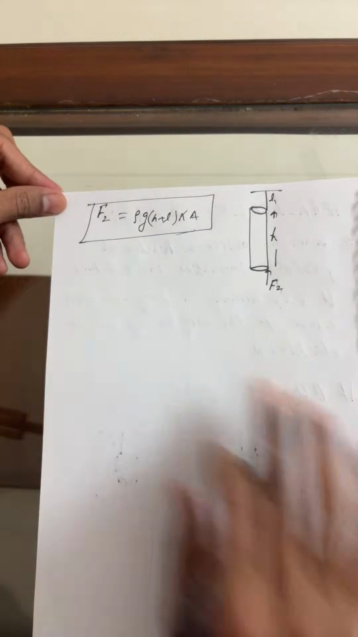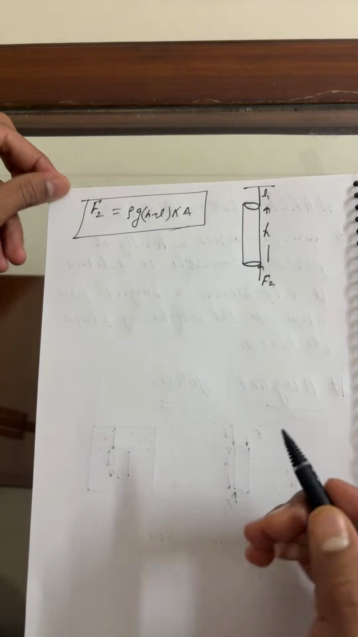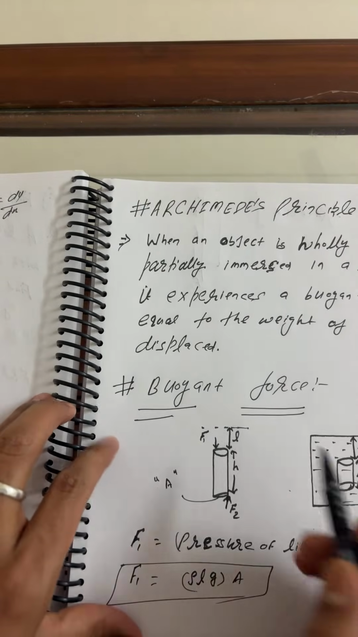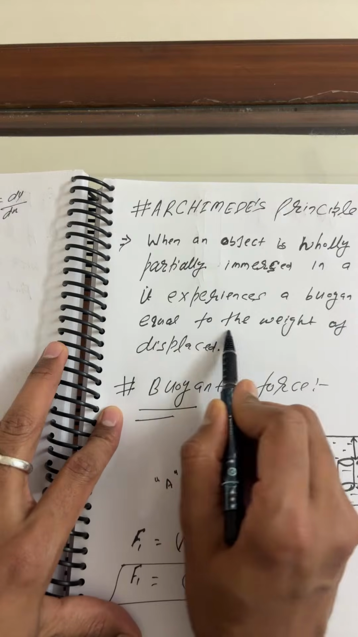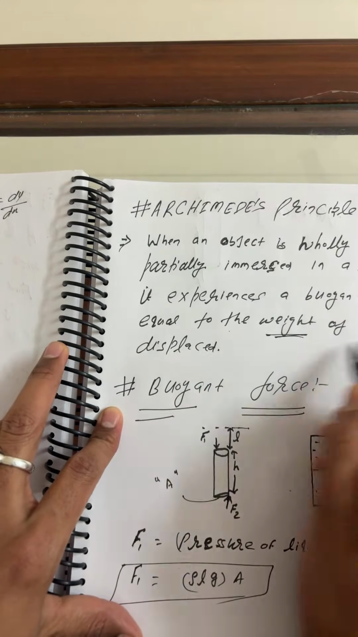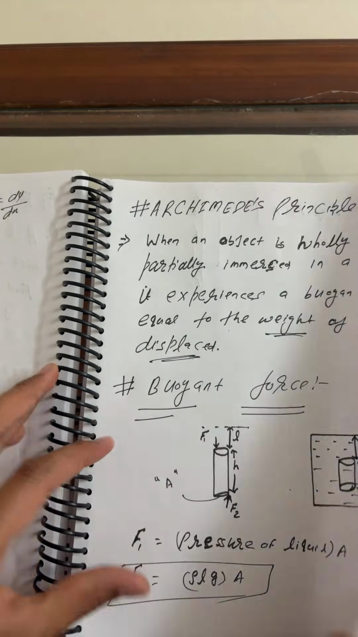Now students, this is F2. We wish to find the upthrust force. What is Archimedes' principle? Archimedes' principle is that a body experiences a buoyant force equal to the weight of the fluid displaced.